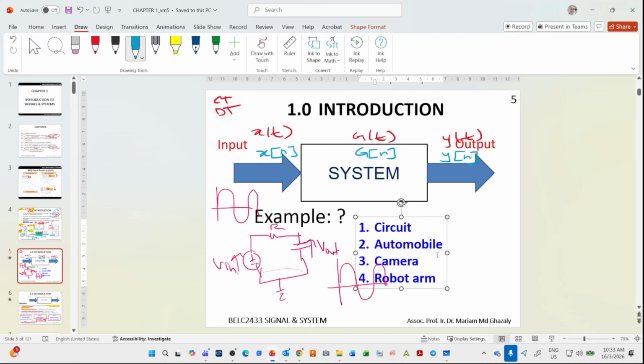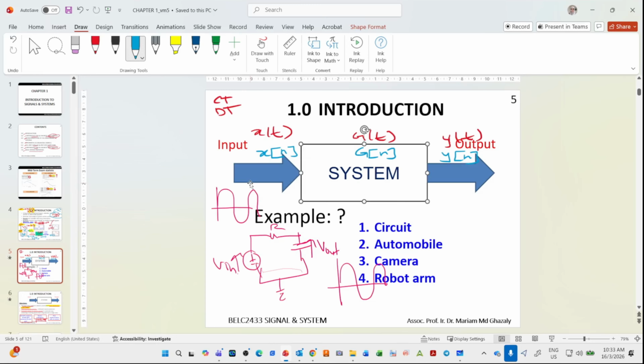An example of a system can be an automobile. For example, you want to control the speed of a car. How do you control the car? By accelerating it. How do you accelerate the car? By pressing the fuel pedal. When you press that, the car motor or wheel will rotate. The rotation will increase, therefore you will have increasing speed.